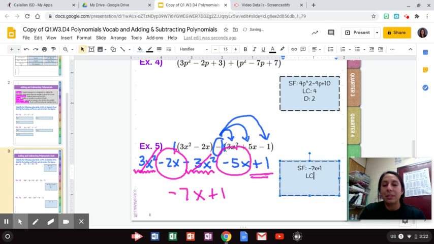We have to figure out what's the leading coefficient. The number up front is a -7. And our degree. Do you remember what the degree is if there's nothing written there with the x? It should be an imaginary 1. So there's a degree of 1.